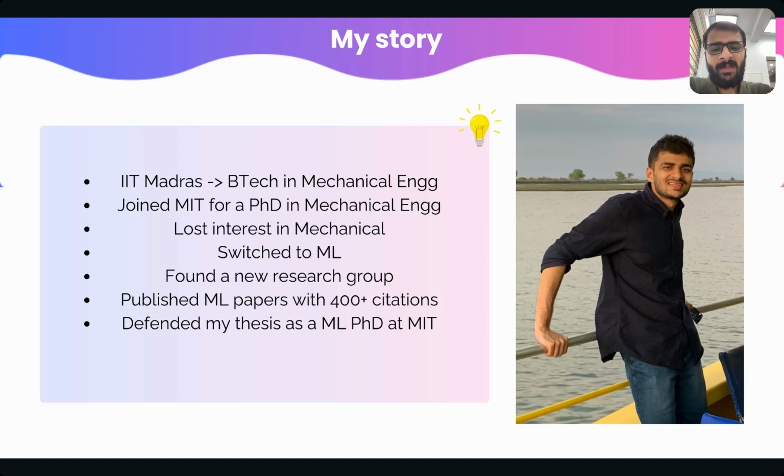Another big problem for me was that I was scared to make this transition to ML because I had this belief that I was not a computer science or CS student and only CS students can transition to ML. But many things happened in the next 3 years, and I not only switched to machine learning, I found a new research group. And when I graduated from MIT, I got a PhD in machine learning. Today, my papers have 400 plus citations, and I also got multiple job offers.